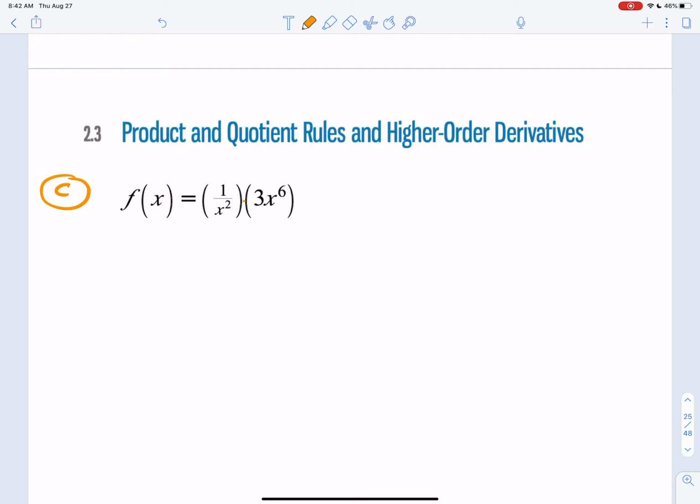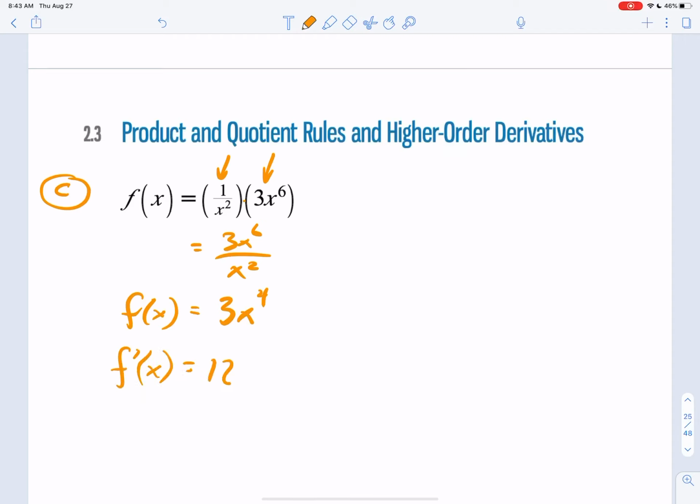Now, we do have a product and we can apply the product rule, but because these are very simple one-term functions, it's probably easier to just combine it, okay? That's pretty much just 3x to the 6 over x squared. And if you remember laws of exponents, if you're dividing with the same base, you subtract your exponents. So you get 3x to the 4th. And then you could just take the derivative there, right?